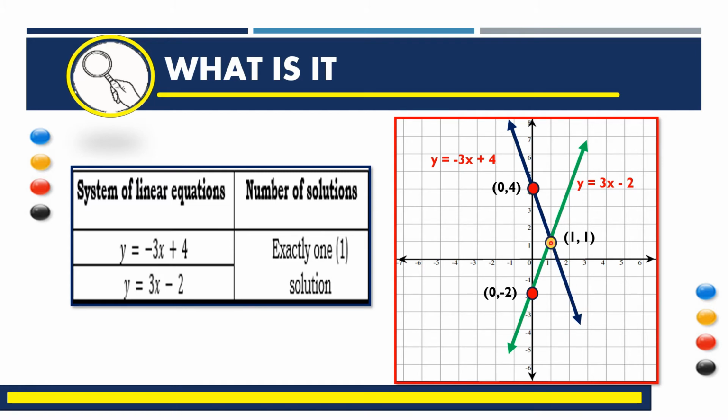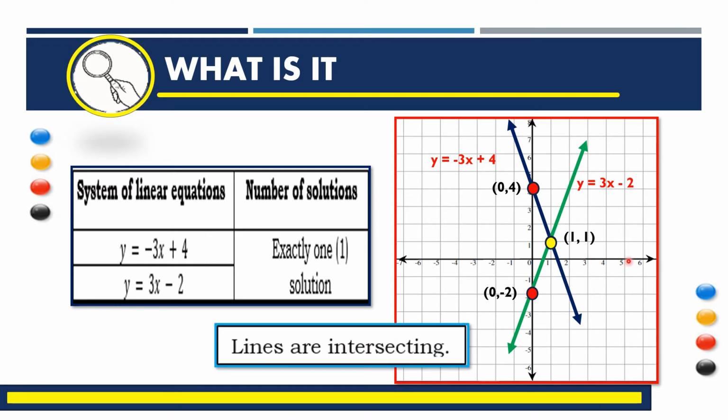And as you can see, based on the graph of the two equations, the lines are intersecting at a common point, which is 1, 1. So with this, it is correct that this system of linear equations has exactly one solution. Did you get it? Alright, that's good to know.